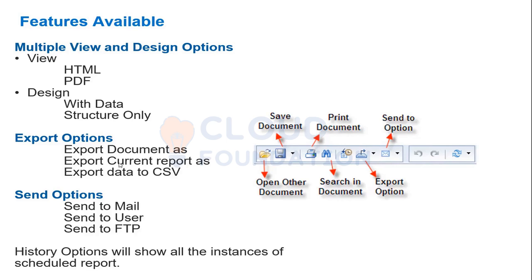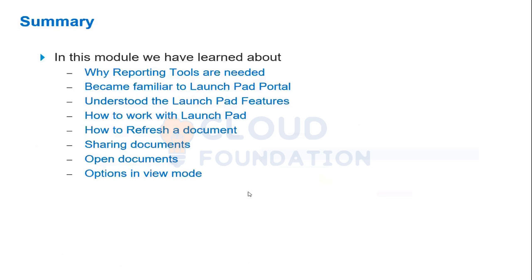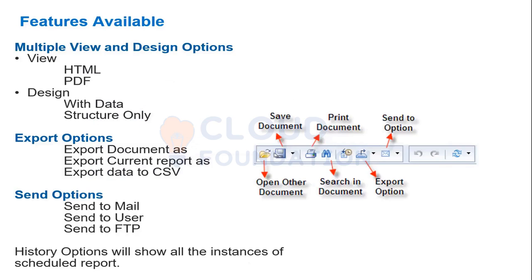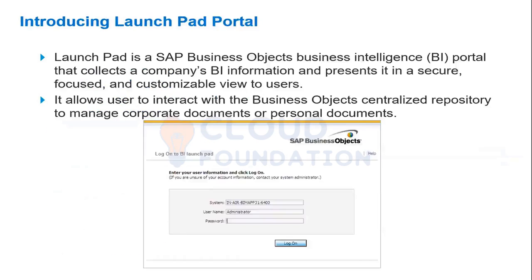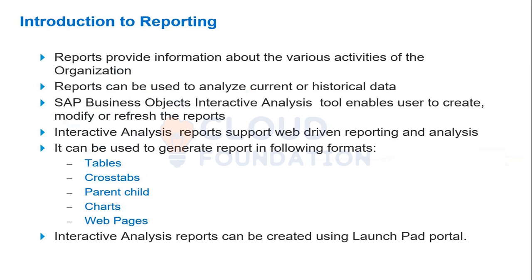Export option: export document as, export current report as, export data to CSV. These are the options available. Send option: send to mail, send to user or send to FTP. History options will show all the instances of the scheduled report. These are the modules. I will now open that Webi tool and show you all these things which we have covered.